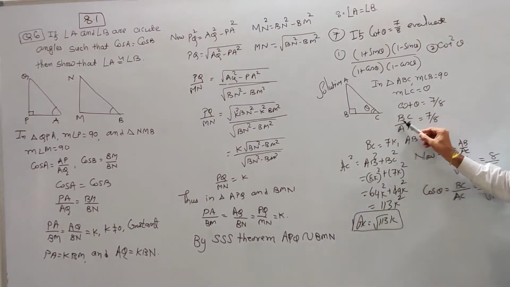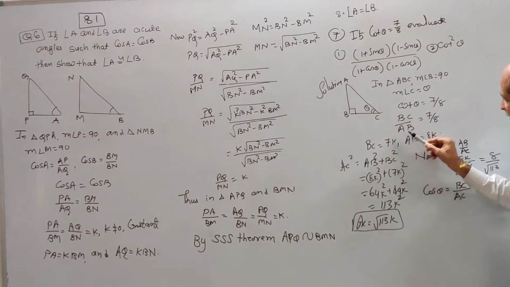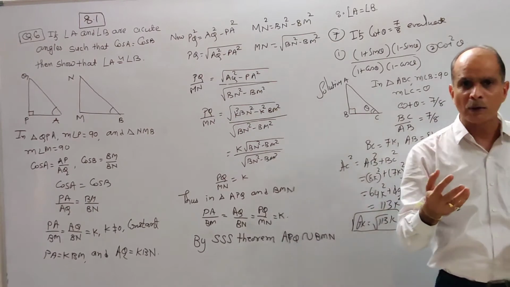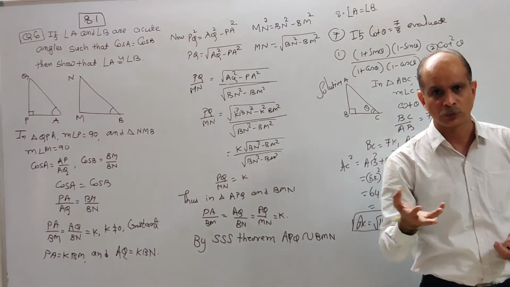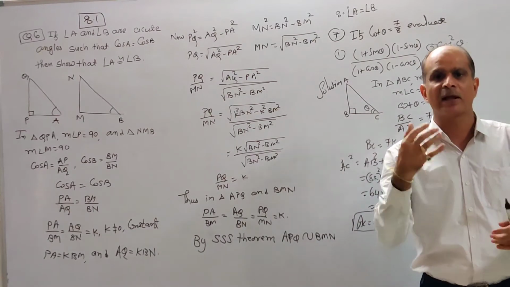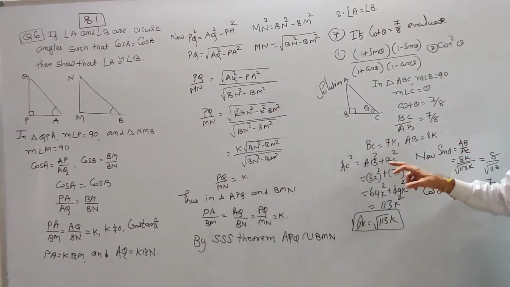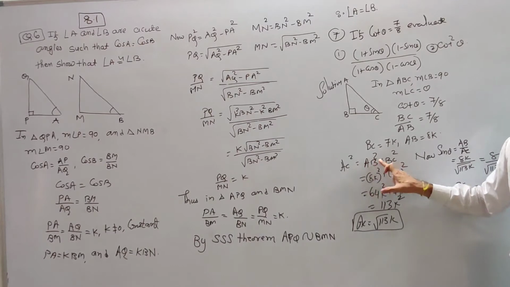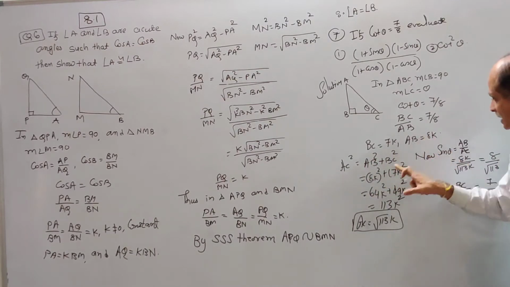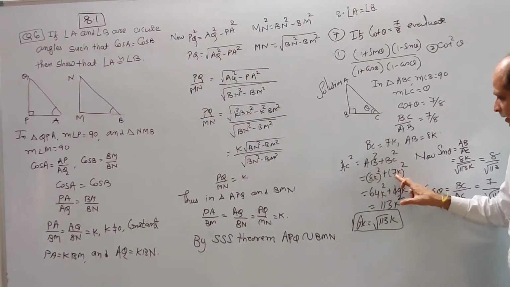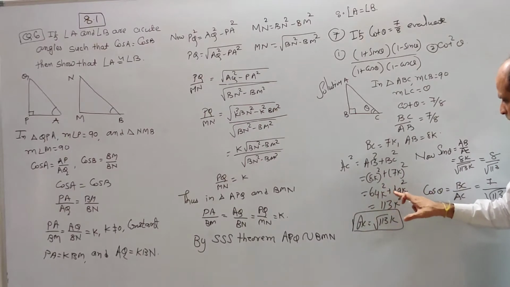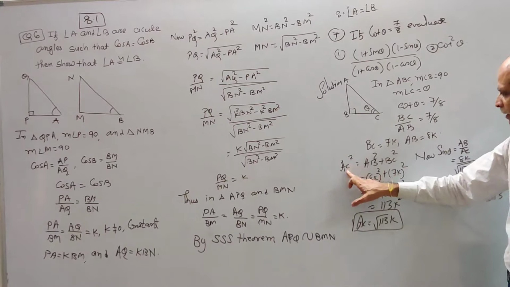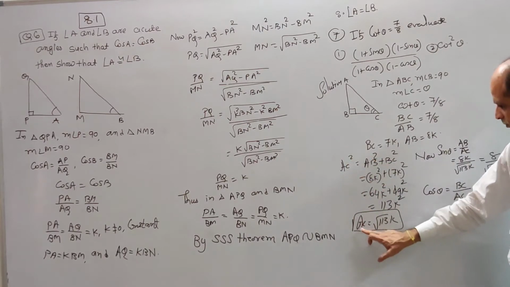So you can easily write BC is equal to 7K, AB is equal to 8K. You have already two sides, so you can easily find out the third side with the help of Pythagoras principle. AC square, meaning hypotenuse square, is equal to AB square plus BC square, 8K square plus 7K square, 64K square plus 49K square, so 113K square. If you find the square root, therefore AC is equal to under root 113K.